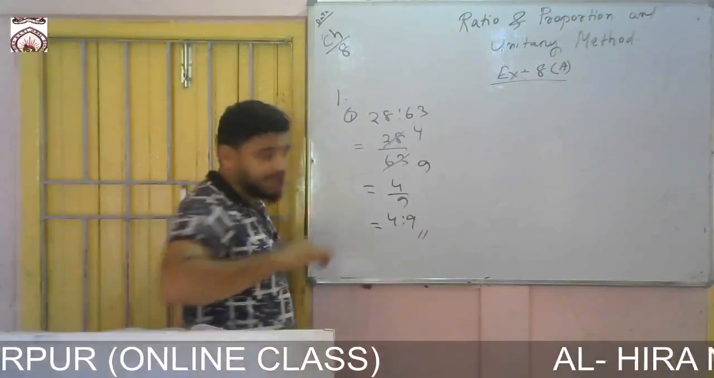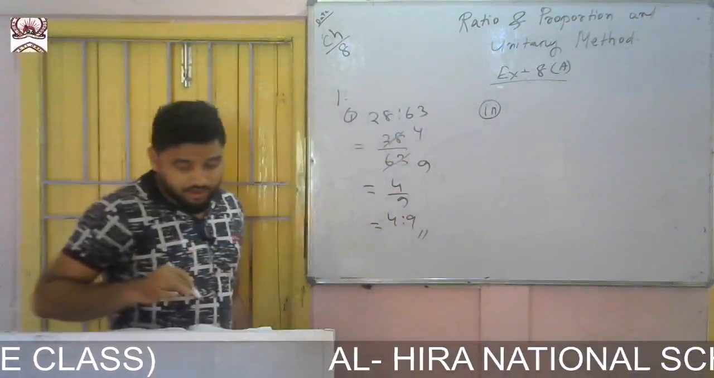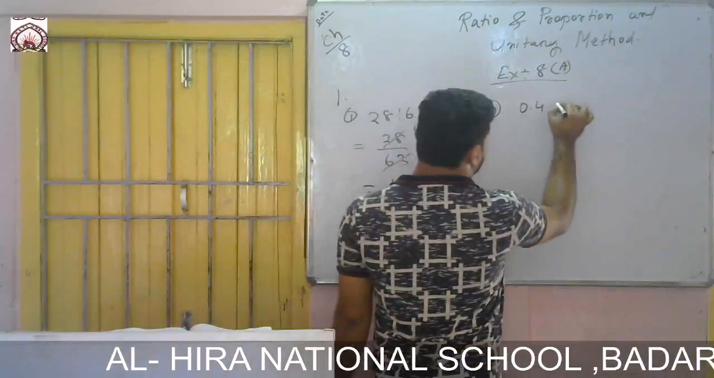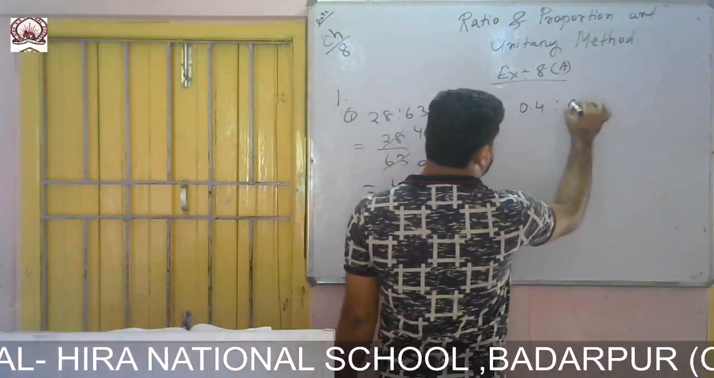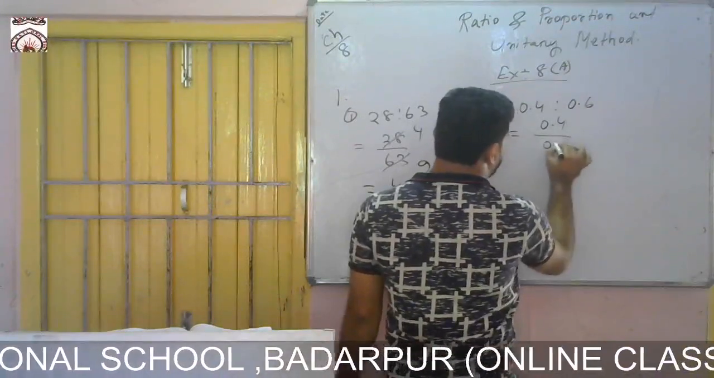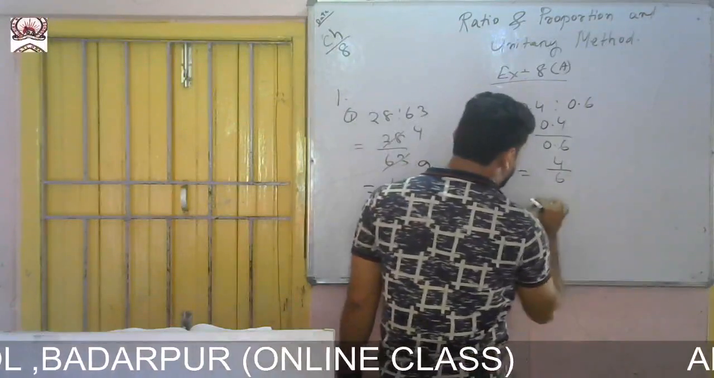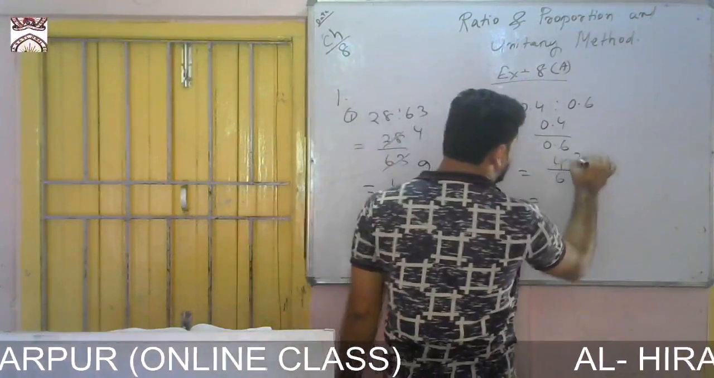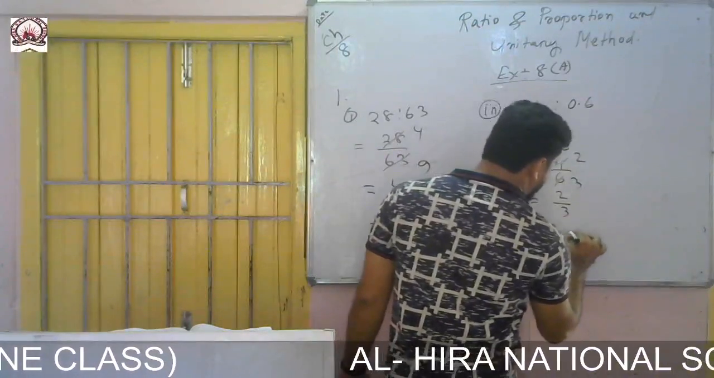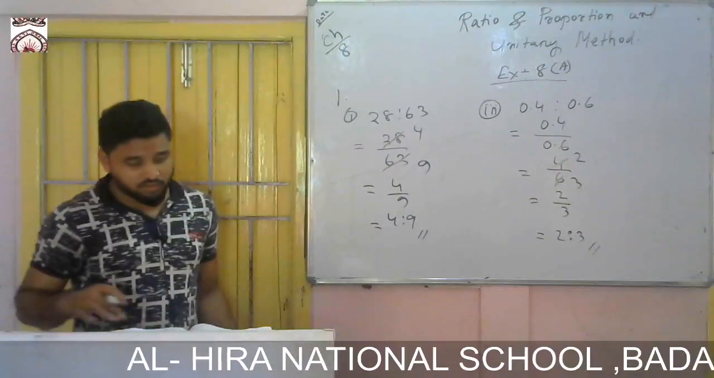Now come to question number 3. Question number 3 is 0.4 is to 0.6. So 0.4, 0.6, we can write, the 0.0 would get cancelled. I can write 4 by 6. So 4 by 6, I can write 2 2s are 4, 2 3s are 6. So 2 by 3. So 2 by 3, I can write 2 is to 3. That is the answer.